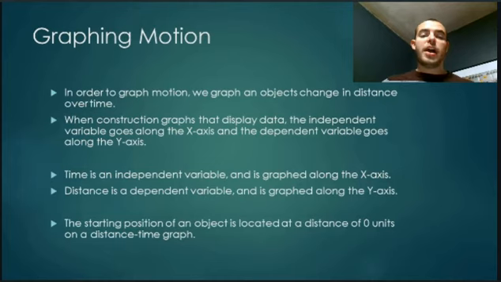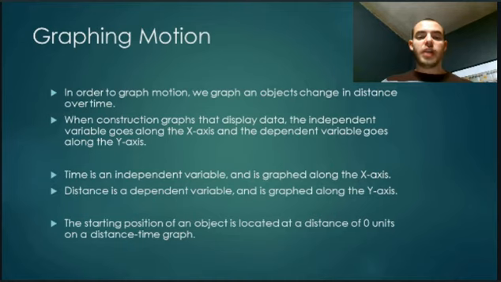Now we'll look at how to graph motion. So we know that when constructing graphs that display data, the independent variable always goes along the x-axis and the dependent variable goes along the y-axis. Since time is an independent variable, it is graphed along the x-axis. And since distance is a dependent variable, it is graphed along the y-axis.